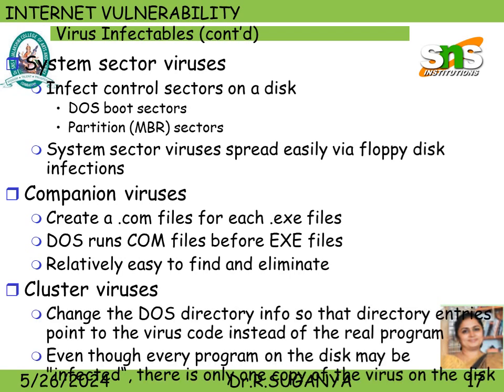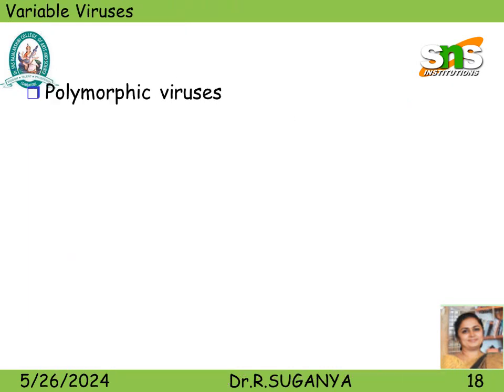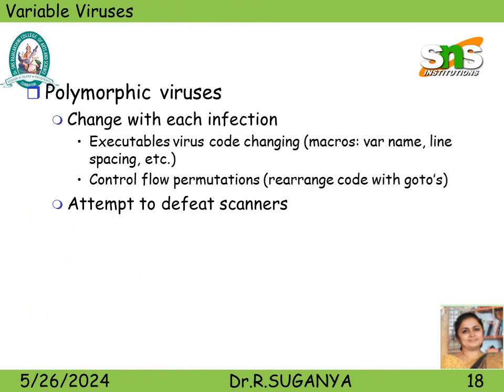And here we have the system sector viruses, as I said, and cluster viruses. They change the DOS directory information so that directory entries point to the virus code instead of the real program. Even though every program on the disk may appear infected, there is only one copy of the virus on the disk. Polymorphic virus, that is a variable virus, changes with each infection.